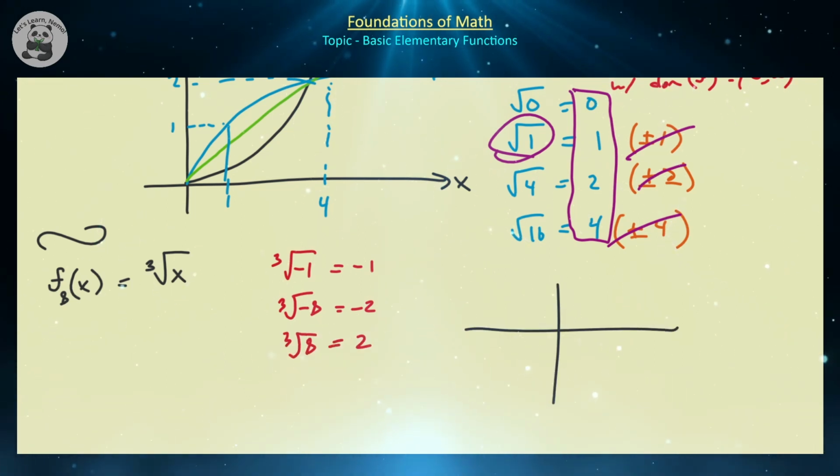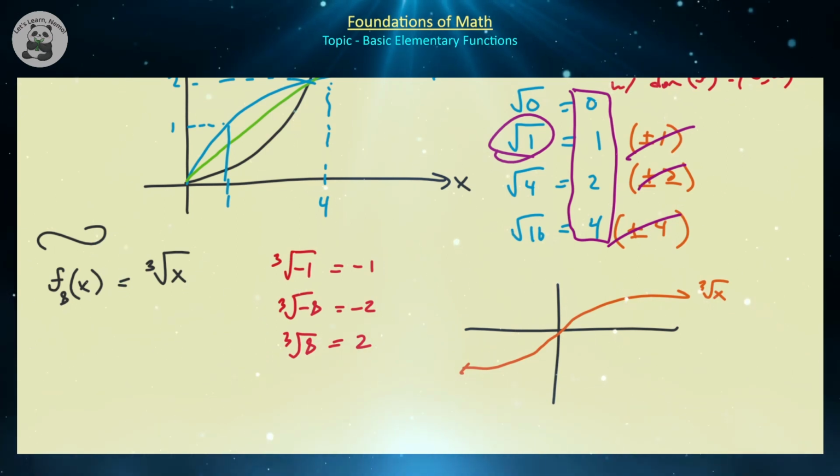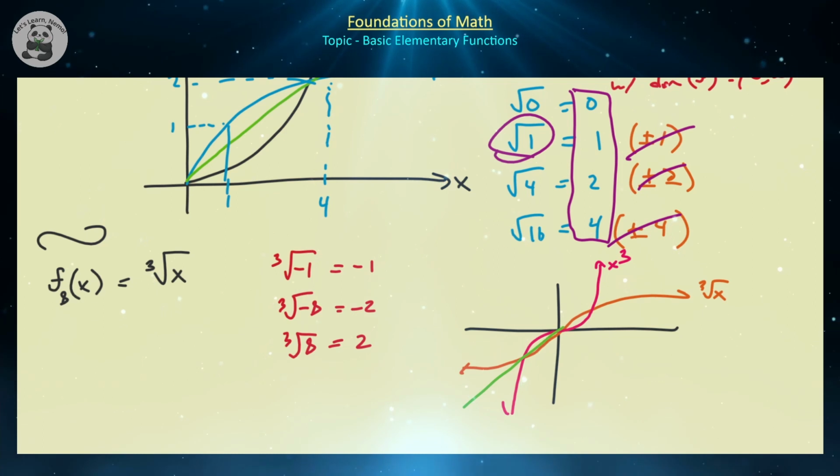So if we were to graph the cube root function, this would look like this. And of course, this is going to share a close relationship with the cube function. So this would be, for example, x cubed. And you can probably guess what function sort of chops these functions in half. That would again be the identity linear function, y is equal to x.